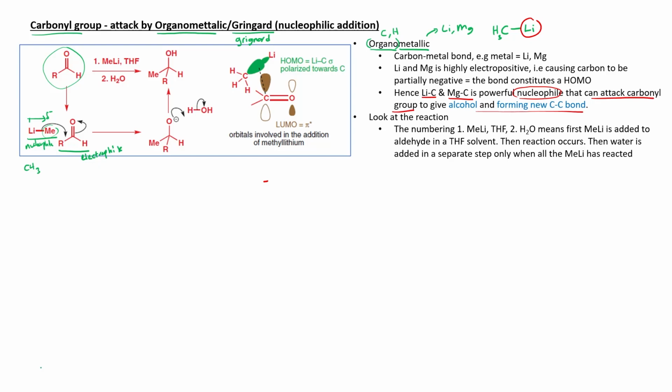So before we go further, let's look at this reaction itself. You can see this number 1 and number 2. In fact, we have seen this before when we talked about the ester reduction to the alcohol. We also see number 1 and number 2. So number 1 and number 2 mean first, the MeLi, or methyl lithium, is added to the aldehyde in the THF solvent.